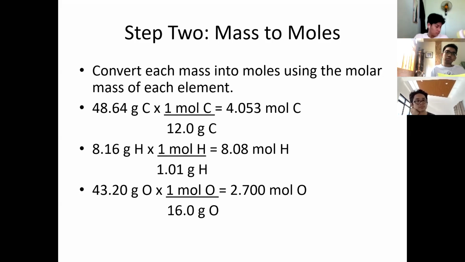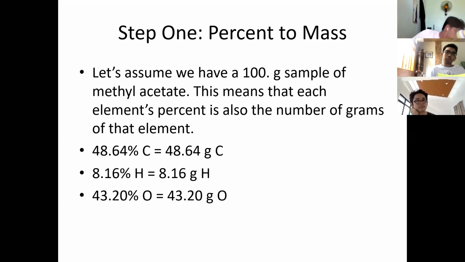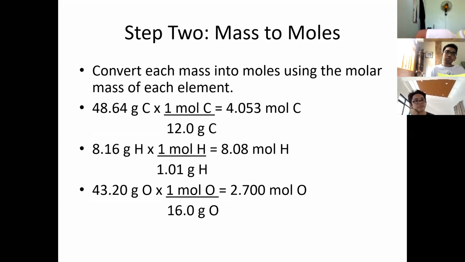So this is now step number 1, percent to mass. Step number 2, mass to mole. Step number 3 is divide by small. Step number 3 literally means you divide by the smaller molar value. Between 4.053, 8.08, and 2.7, the least mole value is 2.7. So divide every mole value by the least amount, which is 2.7.